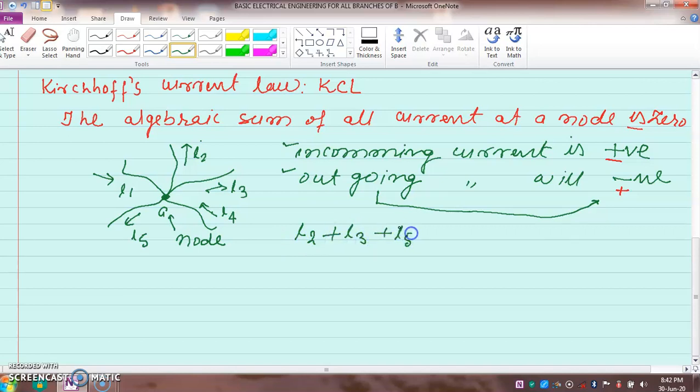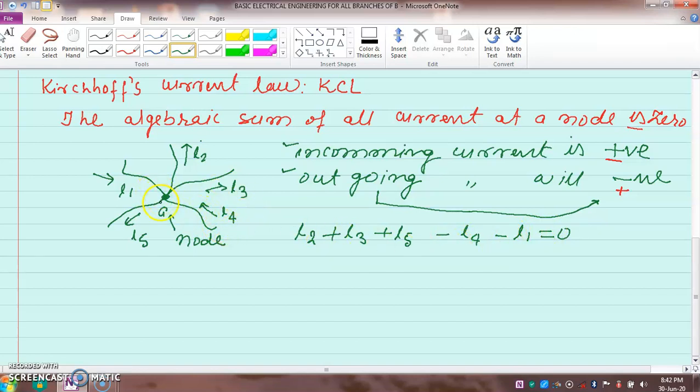I have taken outgoing current as positive. And the incoming currents are I4, so it will be negative, and I1, which will also be negative, equal to 0. This is the Kirchhoff current law.